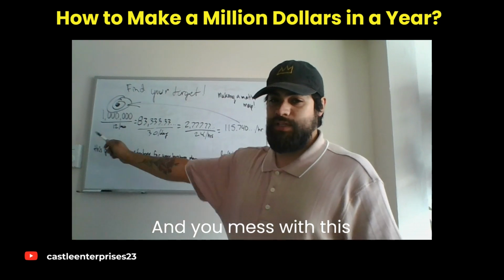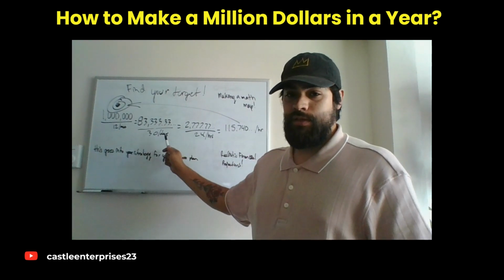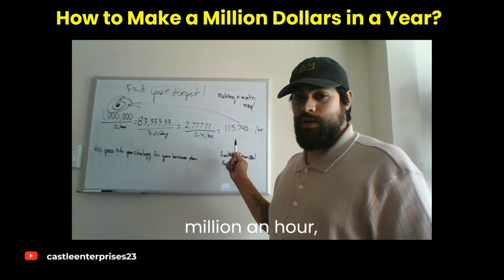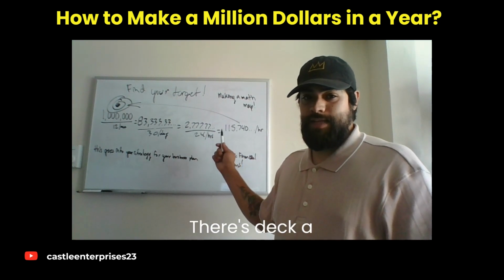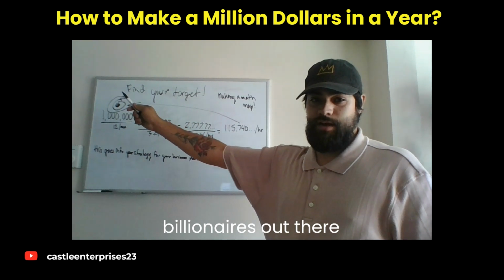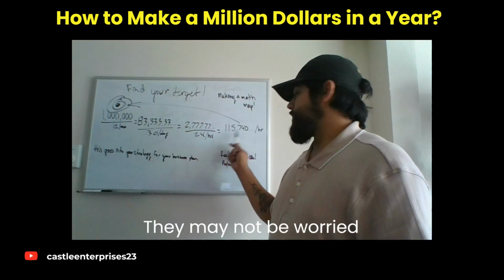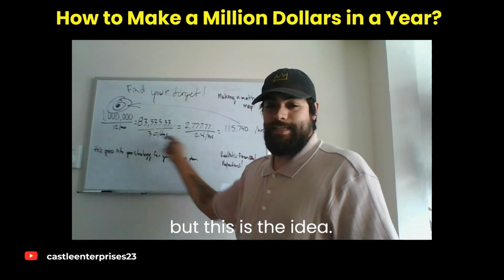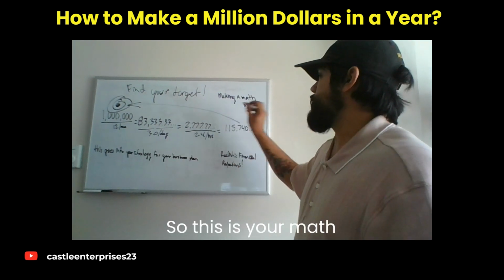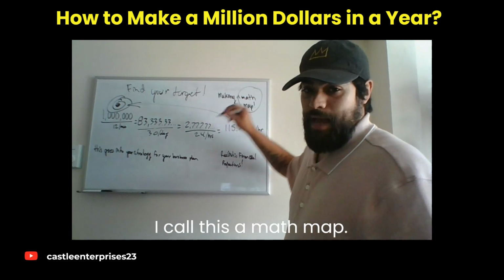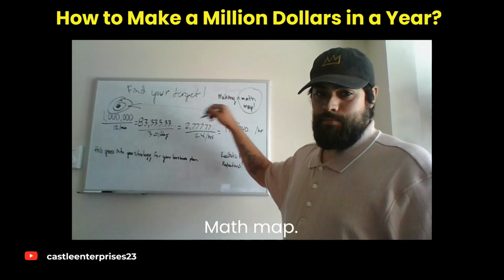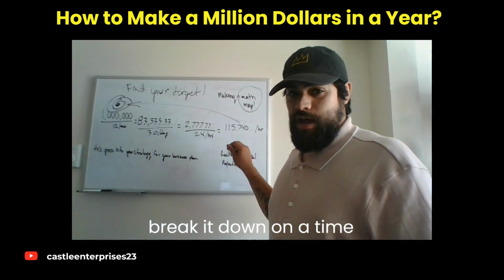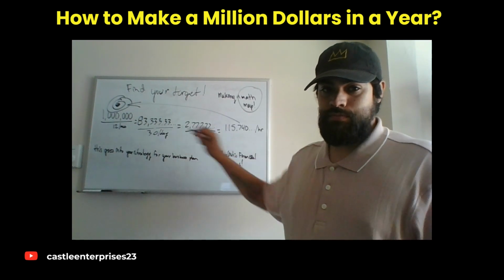And you mess with this in any way you want. You want to make a million a month? Do that. You want to make a million a day? Do that. You want to make a million an hour? It's not impossible. Okay? There's billionaires out there that do this kind of stuff. They may not be worried about doing it like this anymore, but this is the idea. Okay? So this is your math map. I call this a math map. Math map. So you just take your target number and you break it down on a time spectrum.